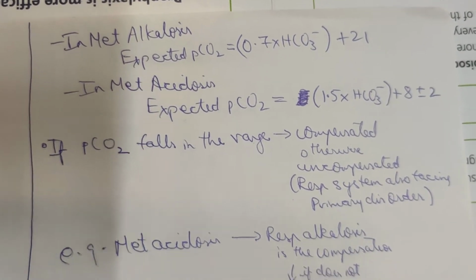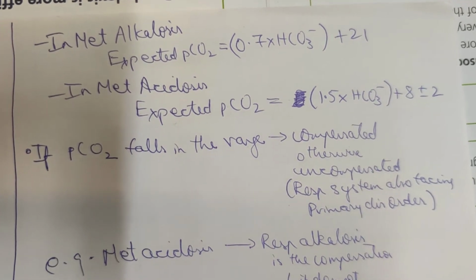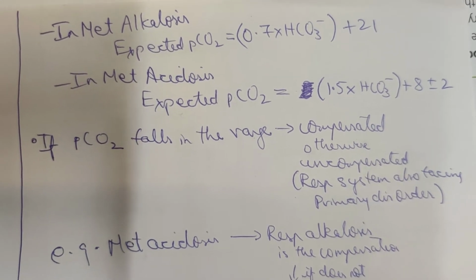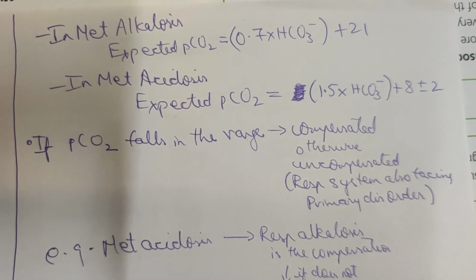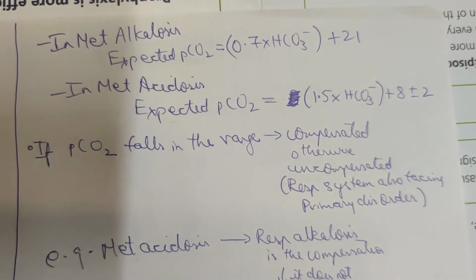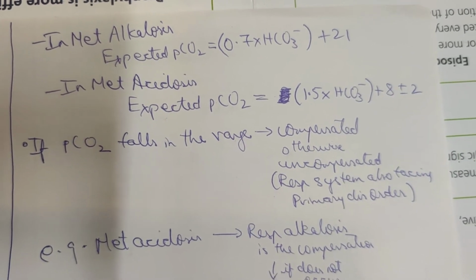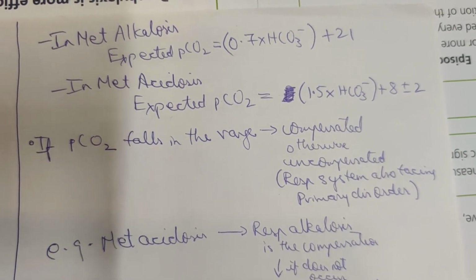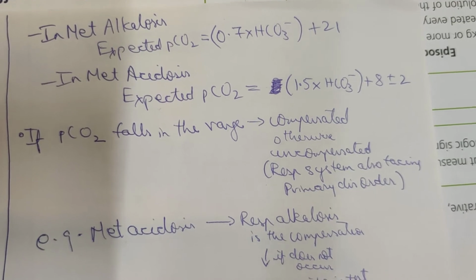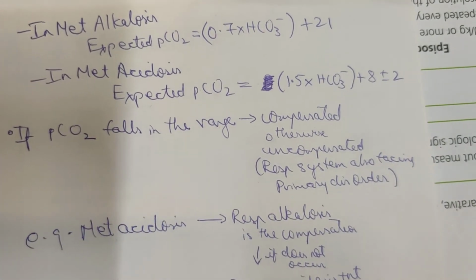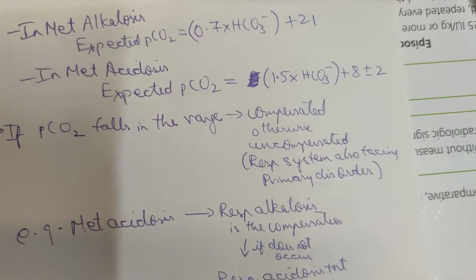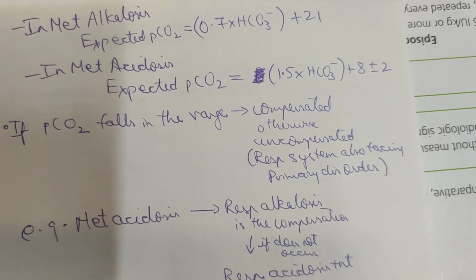Now respiratory compensation will be seen in one of these two conditions, either in metabolic alkalosis or metabolic acidosis. In metabolic alkalosis, the expected PCO2 value can be found from this equation: 0.7 into bicarbonate plus 21. In metabolic acidosis, you can find the expected PCO2 by this equation: 1.5 into bicarbonate plus 8, plus or minus 2. So it will give you a range. So in case your expected PCO2 is 36 plus or minus 2, then it will be 34 to 38.